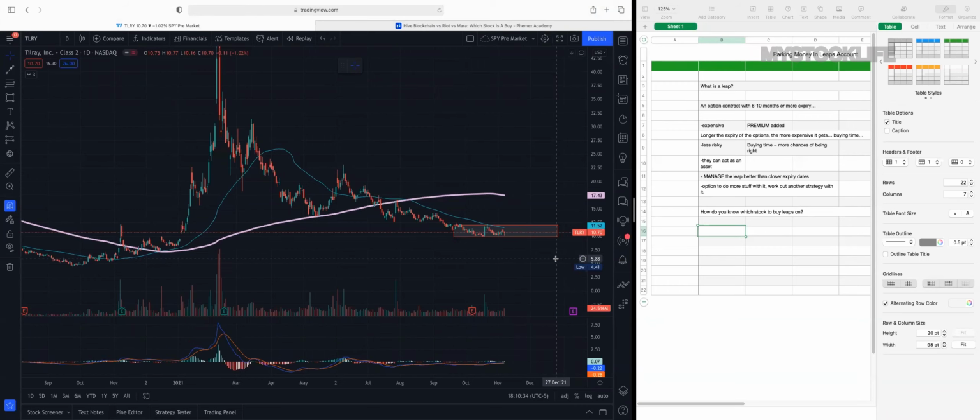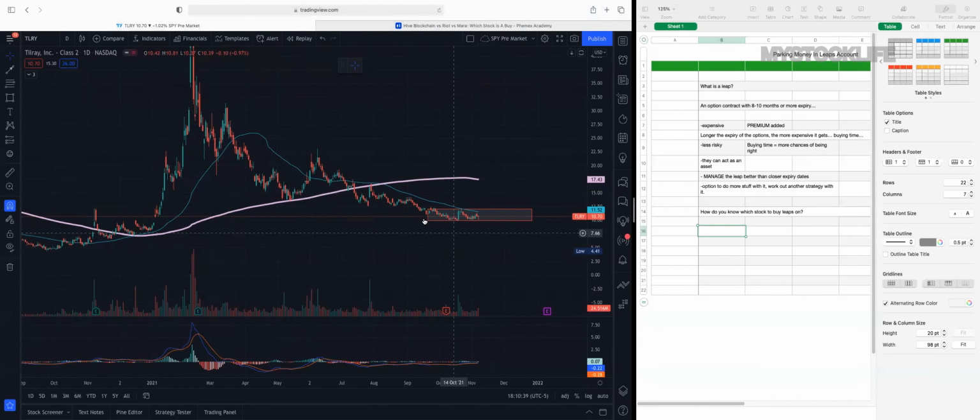I'll go shorter dated. There's no catalyst coming up, but they're coming up in a month or two, and you want to catch this bottom. So Tilray here has marked a bottom. I got my leaps here a little early, right? Back in October, I believe.